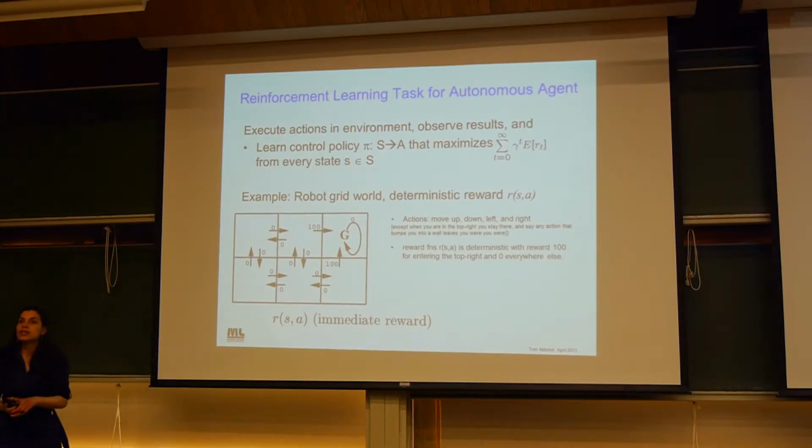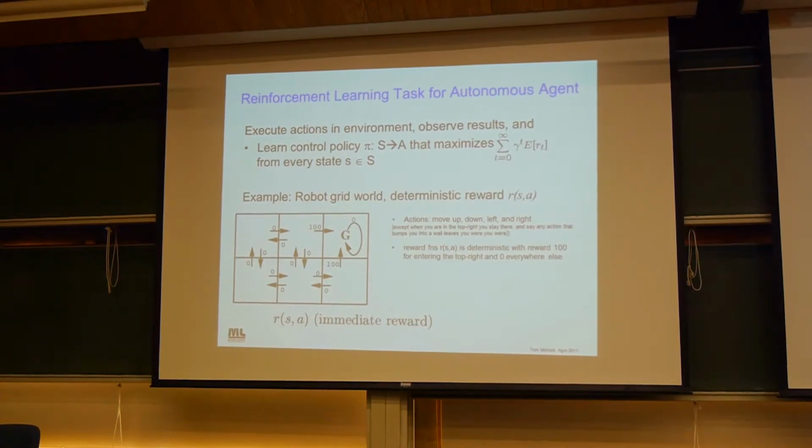But recall, in these problems, our goal is to really find a policy which maps states to actions, and we want to maximize our expected long-time discounted reward, discounted by gamma. Okay, cool.